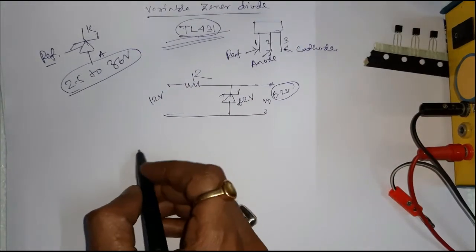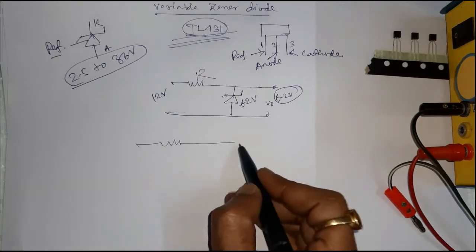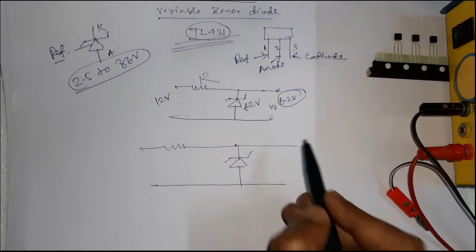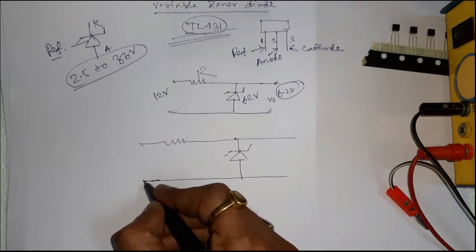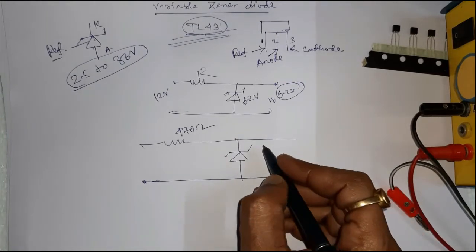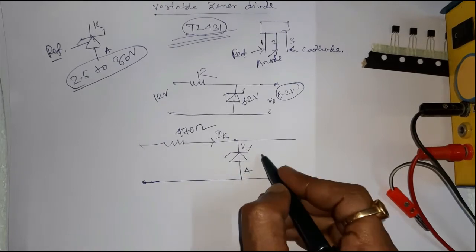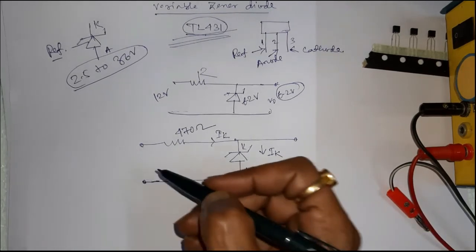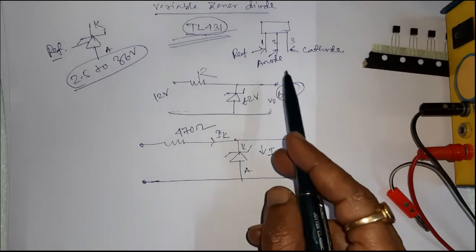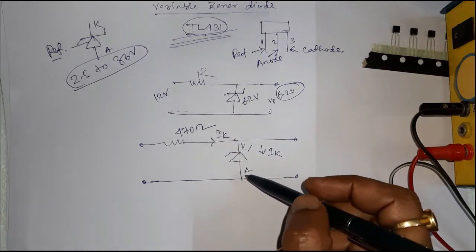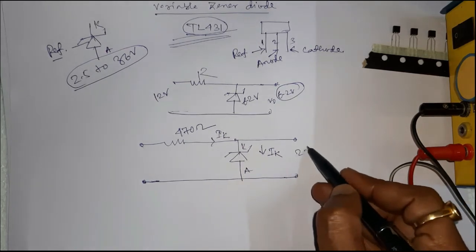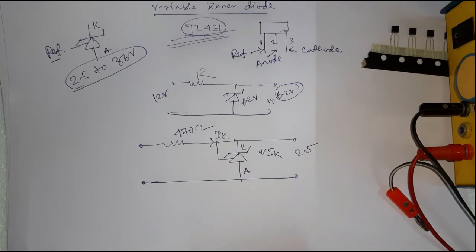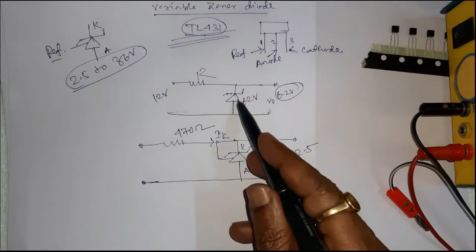Now, the cathode current is IK, from cathode to anode, on the output and the input side. In this circuit, the TL431 IC is used as a simple 2.5 volt reference. This is more temperature stable than a normal Zener diode.